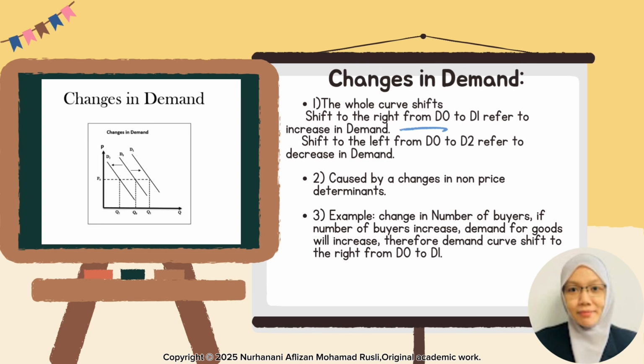For change in demand, it is a shift of the entire demand curve triggered by the non-price determinant. For example, a change in number of buyer. When the number of buyer increase, the demand for goods will increase. So therefore, the demand curve will shift from D0 to D1. If the number of buyer decrease, the demand will shift to the left from D0 to D2.